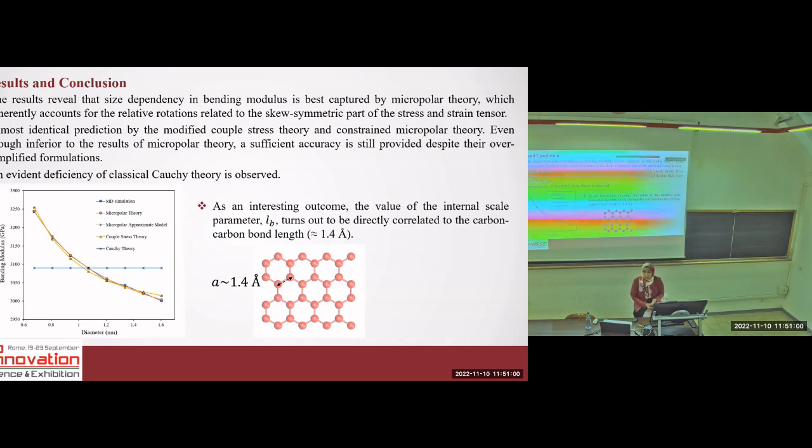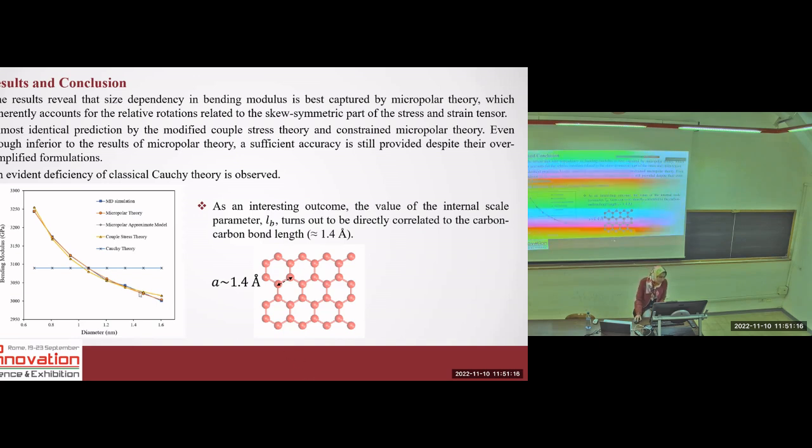Sorry, yes, question. It seems that for large diameters, the size effect is going to vanish, but the value does not converge. What value will it converge to, because it's not converging.